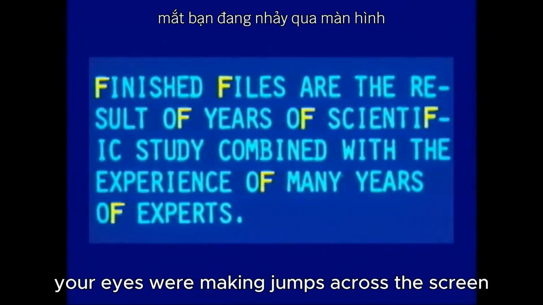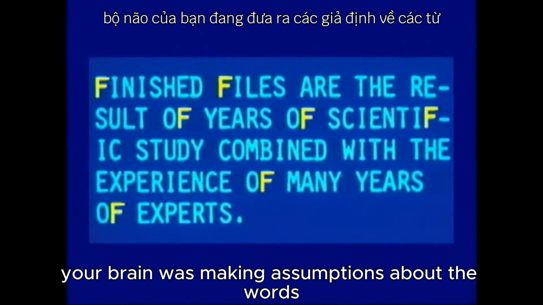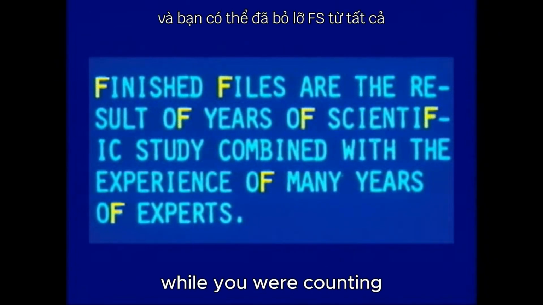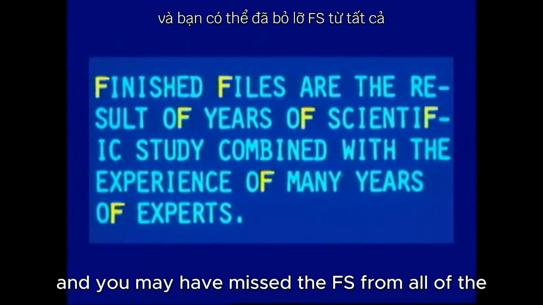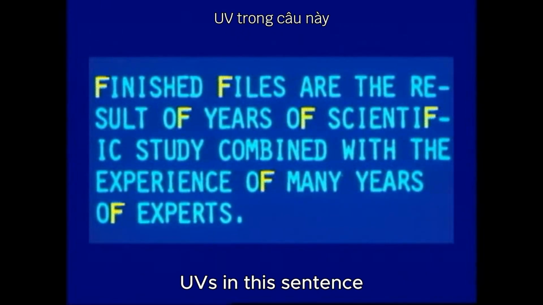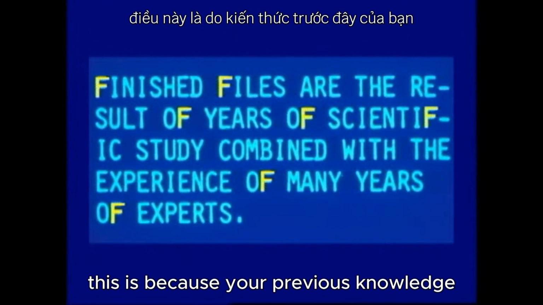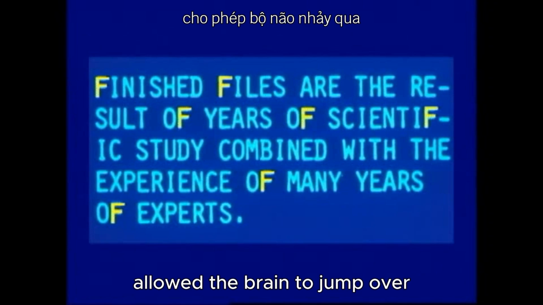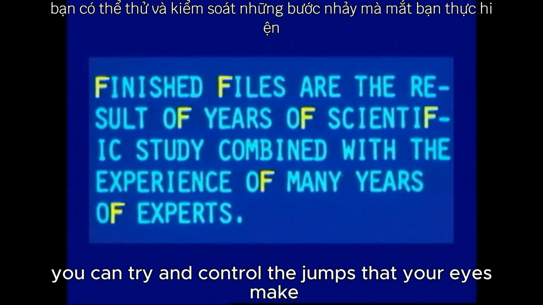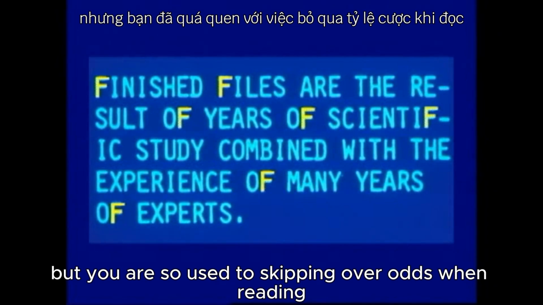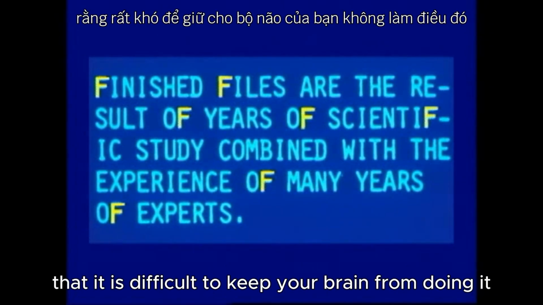While you were reading, your eyes were making jumps across the screen. Your brain was making assumptions about the words while you were counting, and you may have missed the F's from all of the ofs in this sentence. This is because your previous knowledge allowed the brain to jump over the ofs. You can try and control the jumps that your eyes make, but you are so used to skipping over ofs when reading that it is difficult to keep your brain from doing it.